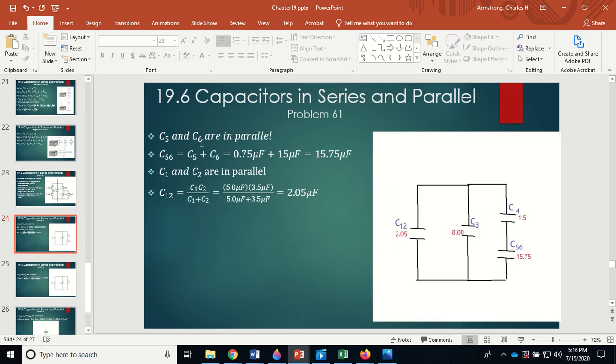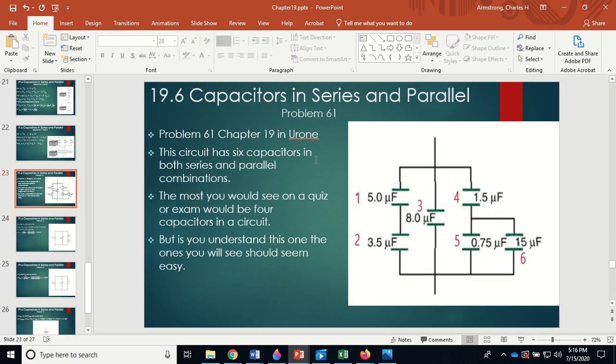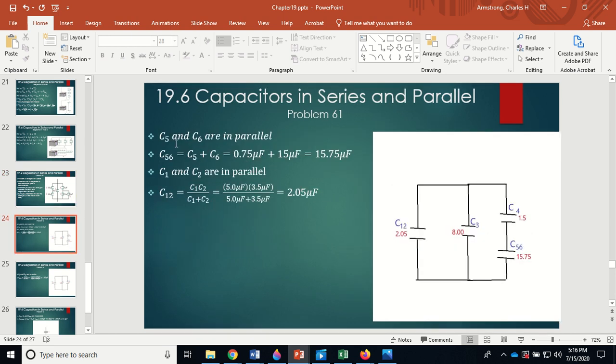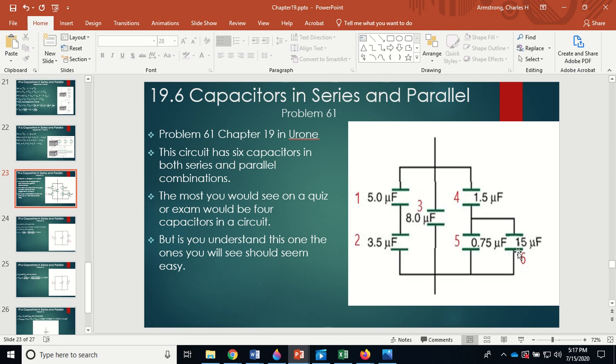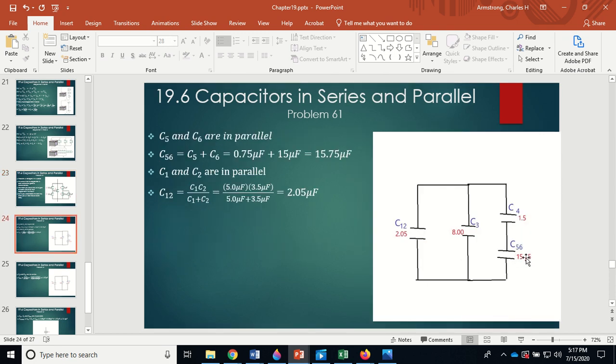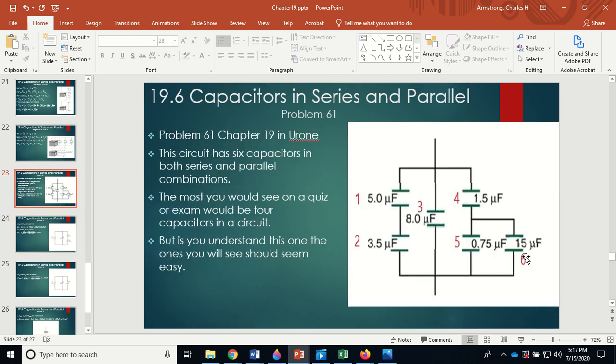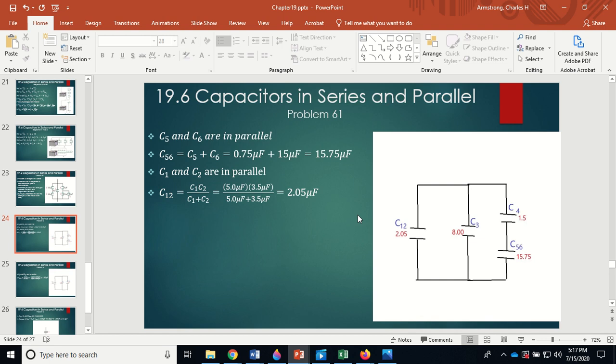So C5 and C6 are in parallel. So all you have to do is add those. C5 plus C6 equals 0.75 microfarads plus 15 microfarads equals 15.75 microfarads. That plus that, 15.75 microfarads, right? Right. Okay.